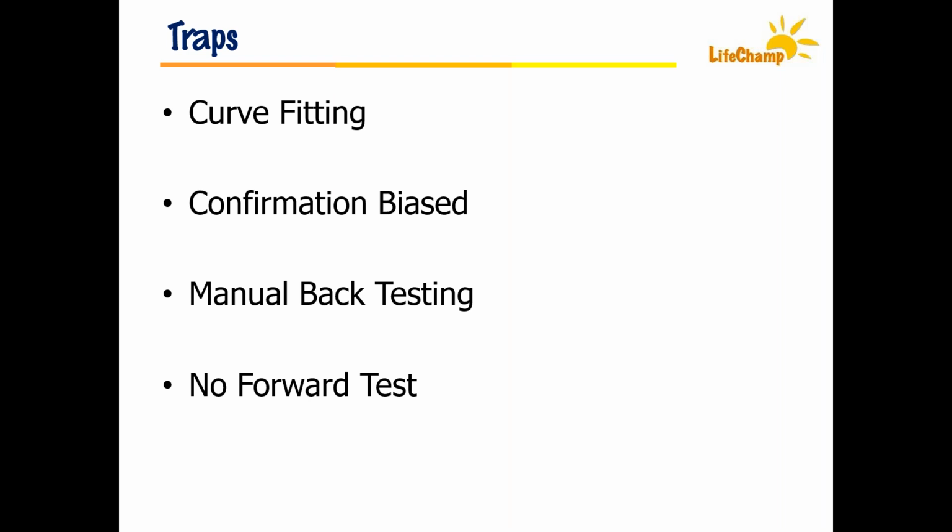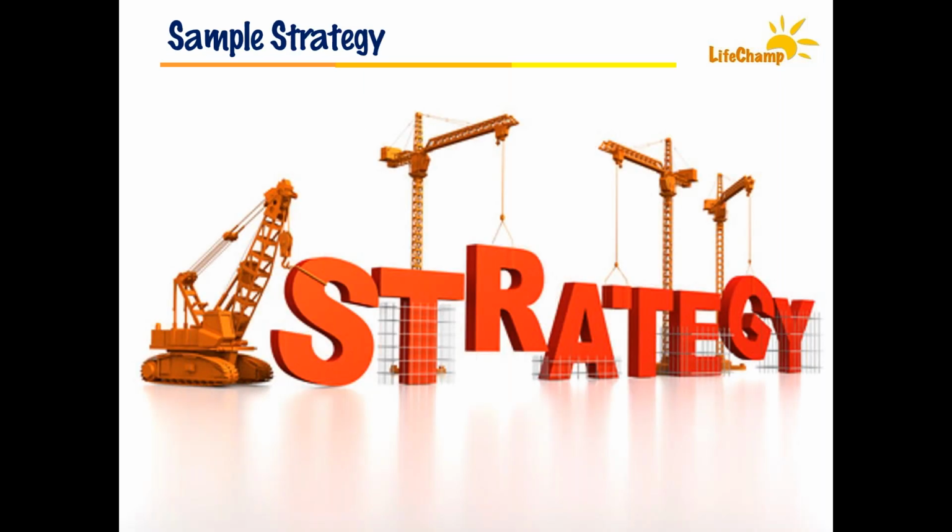The second is confirmation bias, and manual backtesting. These are all the traps that you may want to avoid, and you need to do forward tests rather than just backtest and then put the money in. This is very, very dangerous, when you trust your backtest system 100%. Today you run the backtest, tomorrow you follow a signal and put in money and trade the system. This is actually very dangerous. You need a forward test.